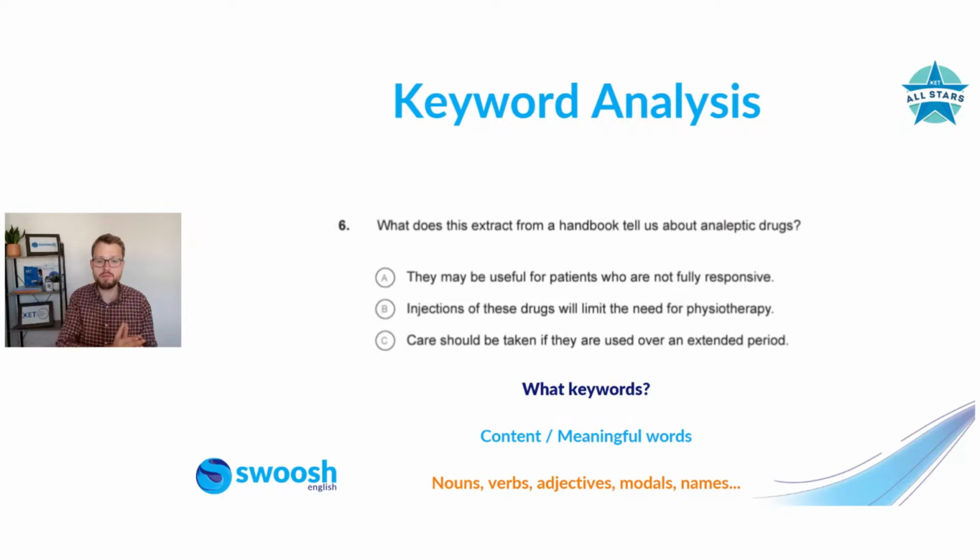Well, keywords are ultimately content or meaningful words. So basically, if we took away all of the meaningless words, we'd have the important words that we can put together in a fragmented sentence, but still understand what's being asked. So the kind of keywords we should be analyzing are, of course, the question stem words, for example, what, who, when, why, how. Any nouns in the sentence, any verbs, any adjectives, any modals, any names in the sentence.